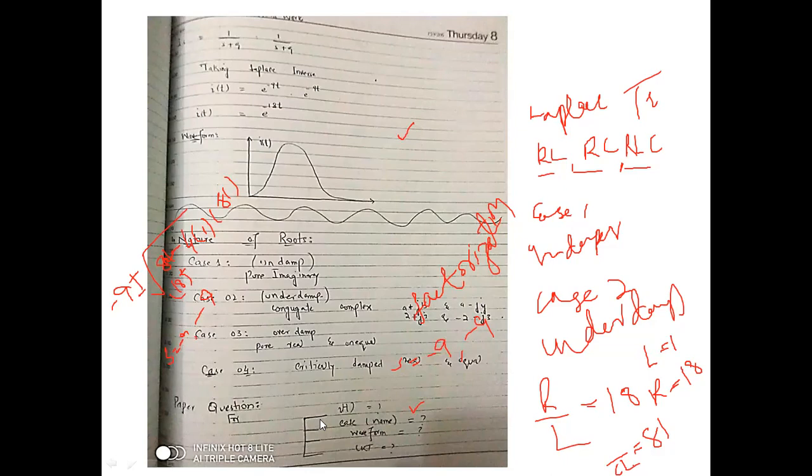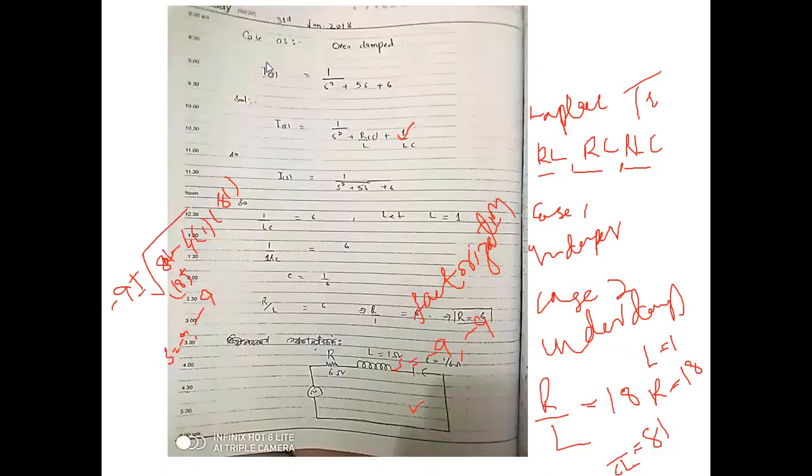In the paper you may be asked to find the circuit, which case, the case name, the waveform, you have to draw the waveform, the values of RLC, and the transfer function. Now the third case: we have discussed cases 1, 2 and 4. Now the third case is overdamped.